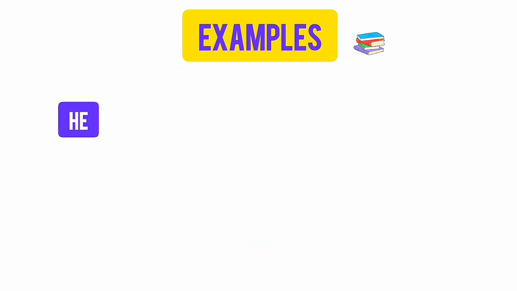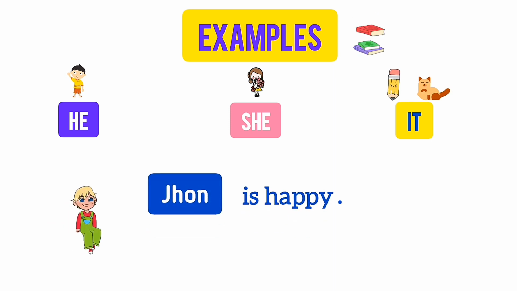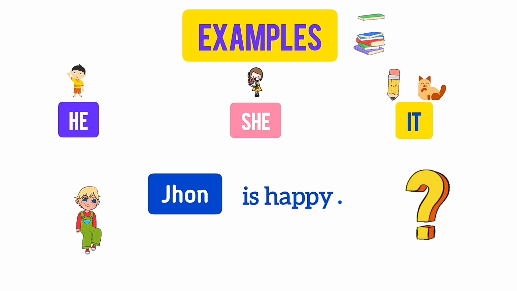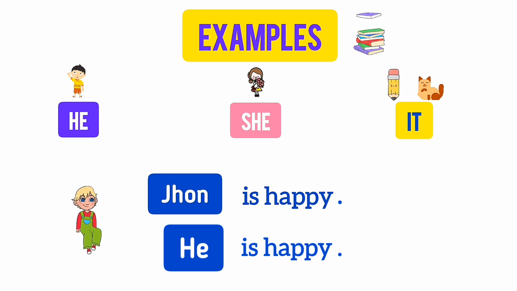Remember, the pronoun he is used for a boy, she for a girl, it is used for animals, things, and objects. John is happy. John is a boy. So which pronoun can replace the noun John? Correct. It is the pronoun he. He is happy.